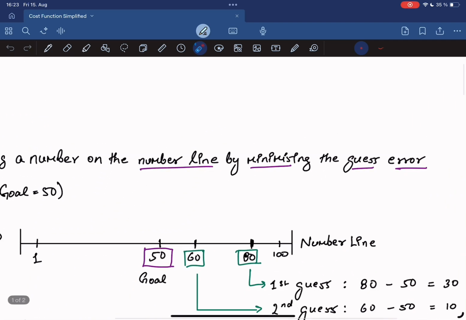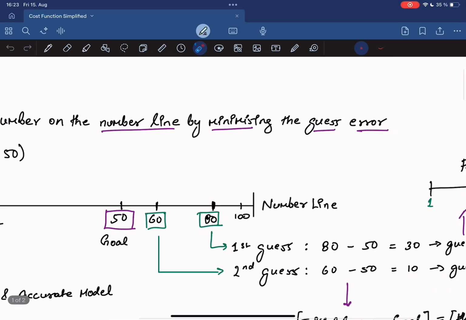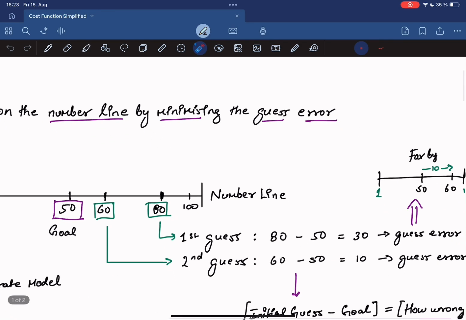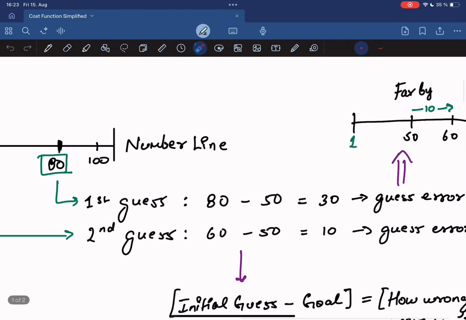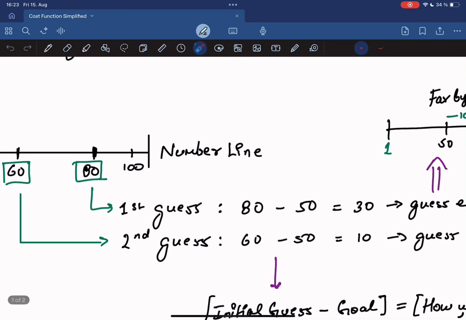So I drew a number line here from 1 to 100 and my goal is to reach 50. Let's start with a random guess, which is 80, and let's count how far I was from my goal. Subtracting 80 from 50, the initial guess minus my goal, I get 30, which can be called the guess error. And we take another guess of 60. To calculate my guess error, I would subtract 60 from 50 and I get 10.